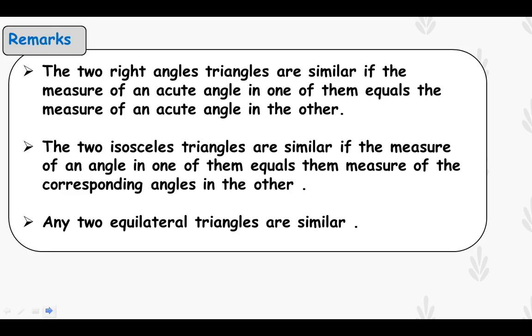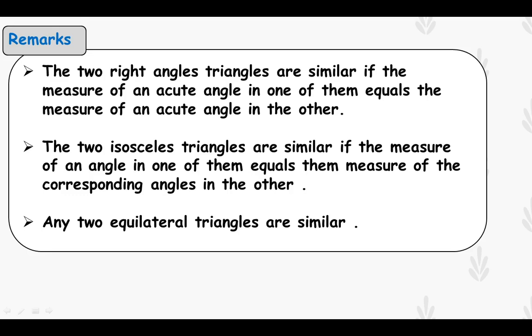So here the remark says that the two right angled triangles are similar if the measure of an acute angle in one of them is equal to the measure of an acute angle in the other. Because we know that in the first triangle we have a right angle and in the second triangle we have a right angle. The two isosceles triangles are similar if the measure of an angle in one of them equals the measure of the corresponding angle in the other.